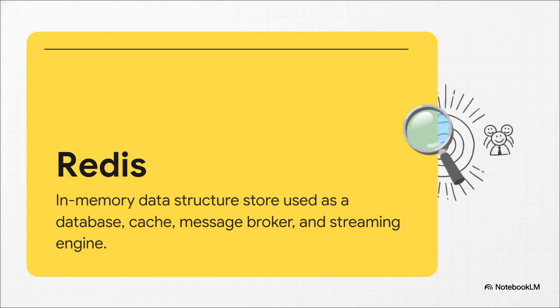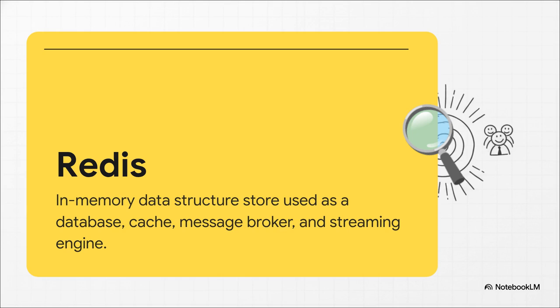Fundamentally, Redis is an open-source, in-memory data structure store used as a database, cache, message broker, and streaming engine. But the absolute most critical word in that whole definition is in-memory. Redis operates entirely in your RAM, completely skipping slow disk access. And by keeping everything in memory, it provides that sweet sub-millisecond latency.